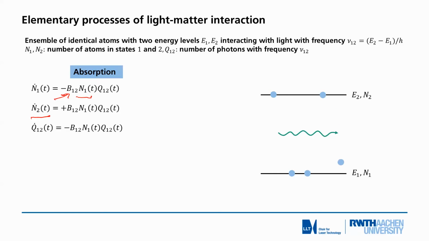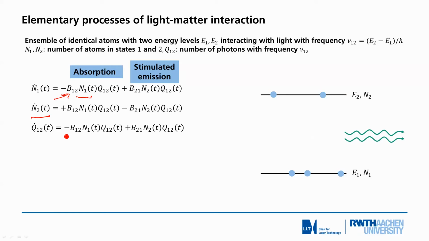Now if we have a depopulation of the excited state, and thus as a consequence the emission of a second photon, then the stimulated emission will be proportional to the number of atoms or molecules in the upper state, to the number of photons which stimulate this emission, and again the rate constant which defines the rate.